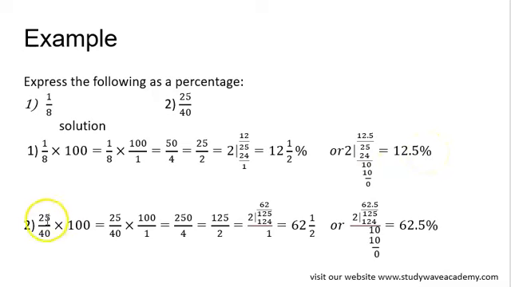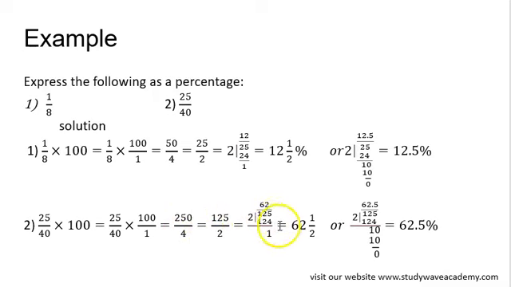Good. We have another example here that says 25 over 40. We have to turn it into a percentage, right? We do the same process which we did here. 25 over 40 times 100 over 1. What do we do? We cancel zeros, right? We cancel 0, and we have 250 over 4, and we use 2 to cancel. 2 in 4 is 2, and 2 in 250 is 125.